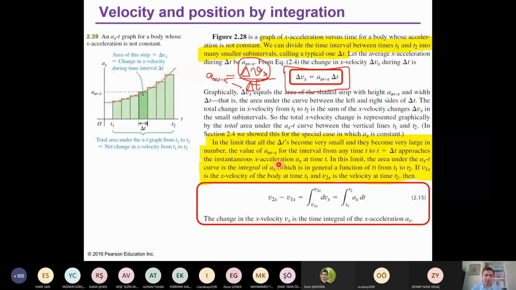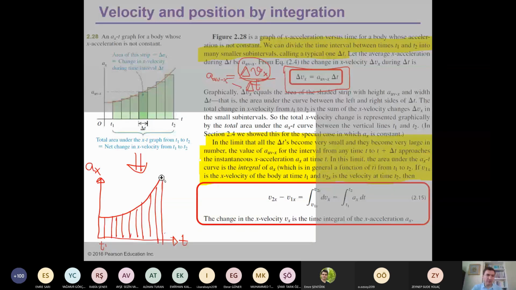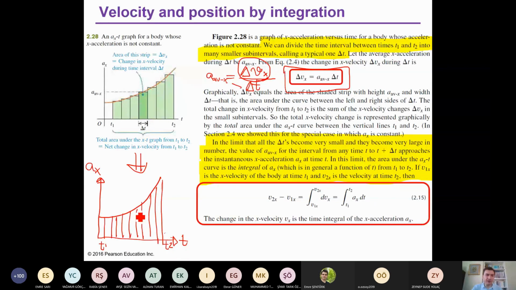Let me draw this one. Here we have many time intervals, and this is the final time, t2. So just choose a very short time here. For this time, delta t goes to 0. I'm talking about a very short time. And here I have the instantaneous acceleration for a very short time. So I can consider that I have many instantaneous accelerations for different times, okay?